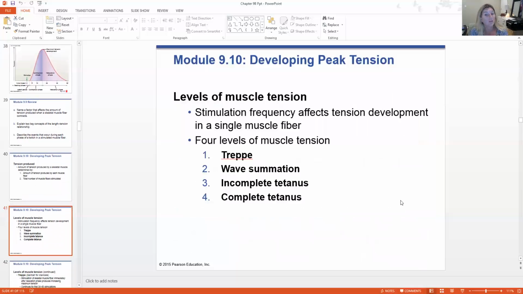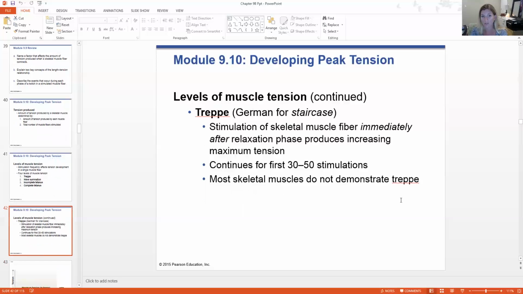The stimulation frequency can affect how that tension develops in a single muscle fiber. And so there's 4 levels of how tension develops in a muscle fiber. You have something called treppe, you have wave summation, you have incomplete and complete tetanus. So let's talk about treppe.